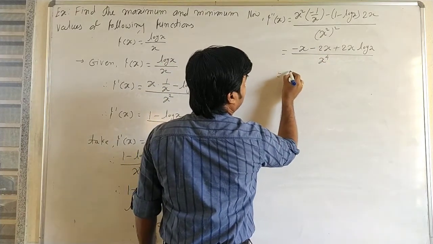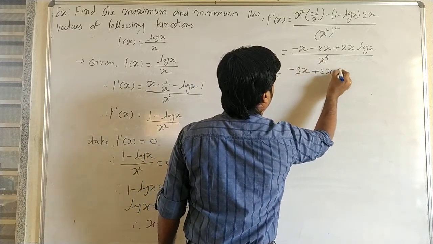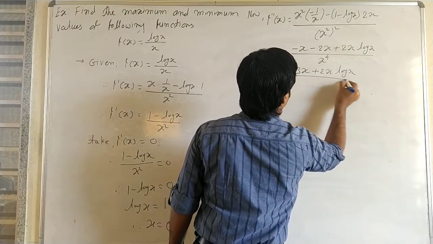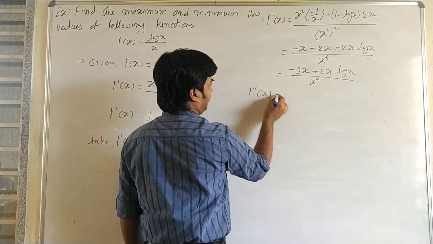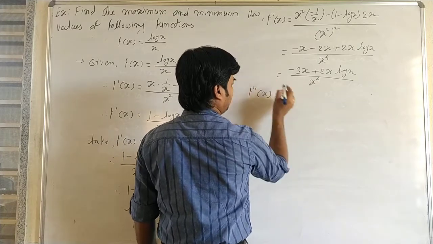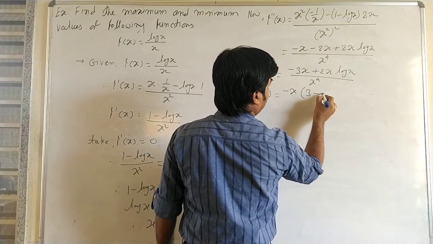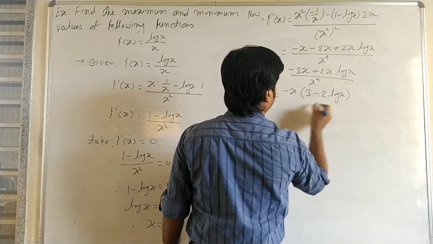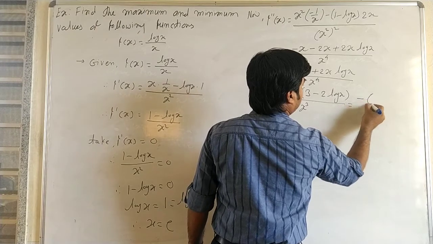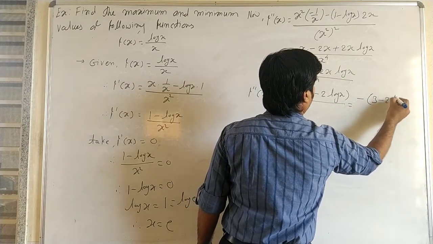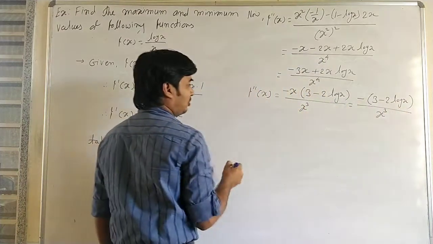Then it is minus 3x plus 2x log x upon x to the power 4. Therefore f double dash of x is equal to, taking x common, minus x common. Minus x common, then what remains is 3 minus 2 into log x upon x cube, and that is minus 3 minus 2 log x upon x cube. It is the second order derivative.